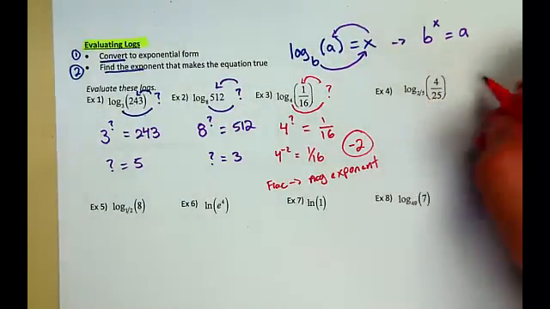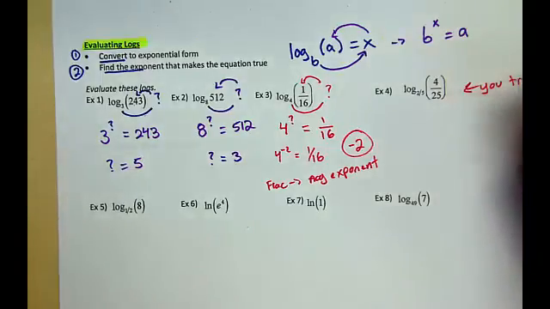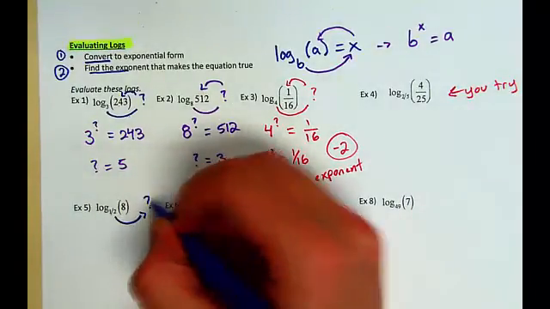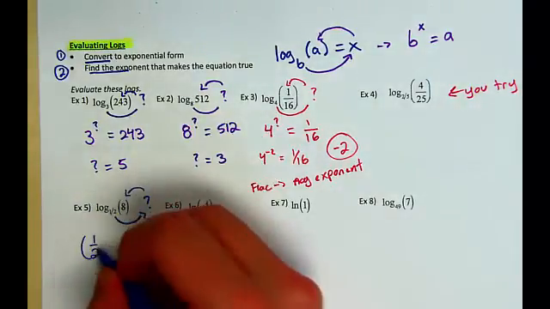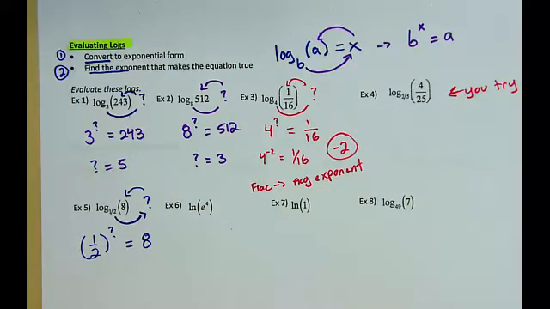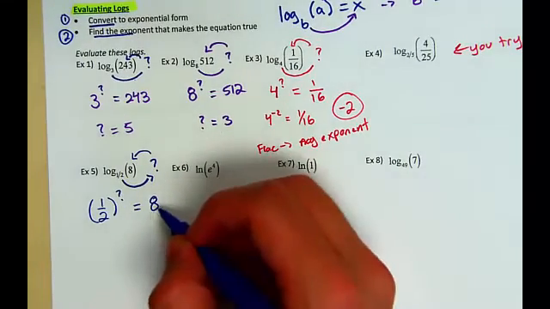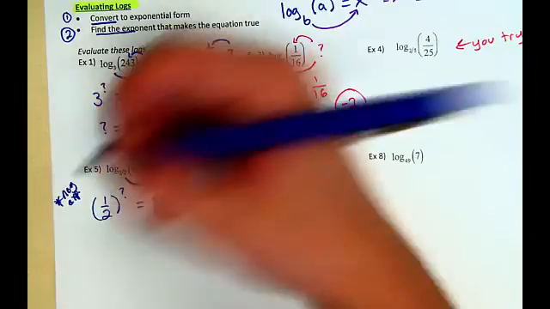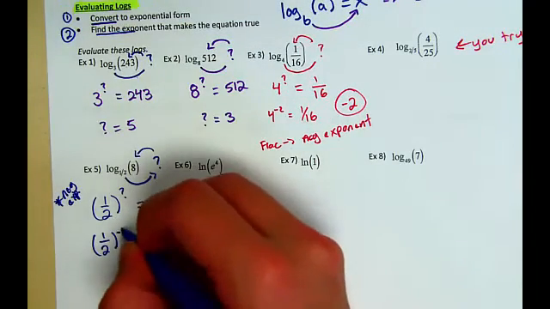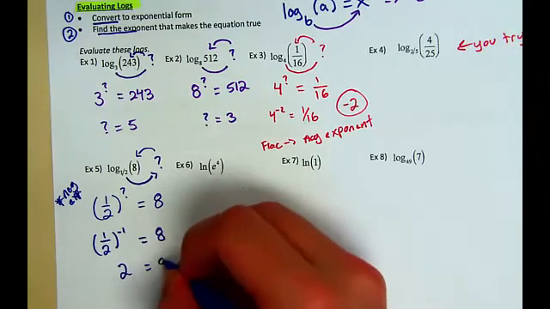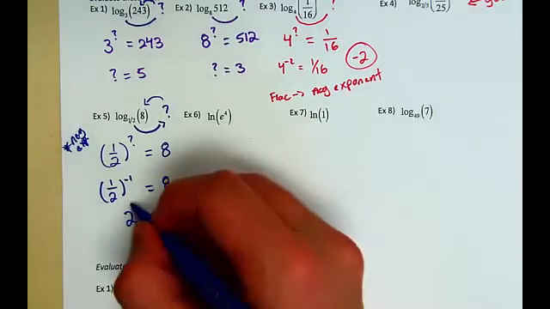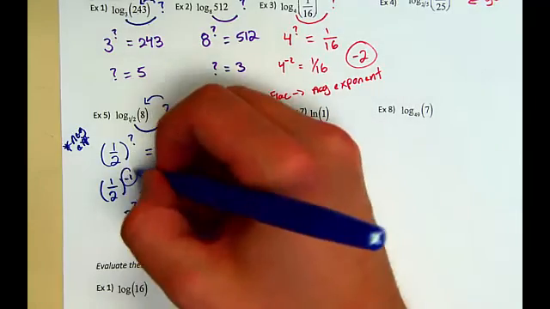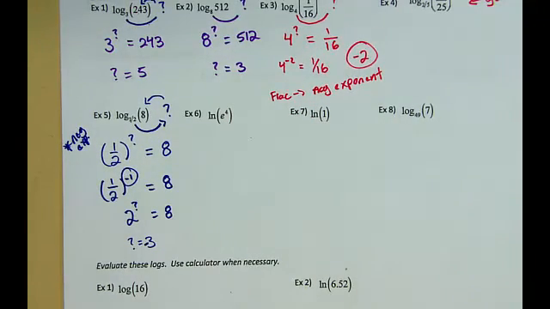Alright, I want you to try this one. And then we're going to move on to the next one. So 1/2 to some power gives us 8. Well, again, I see a fraction, so I probably need a negative exponent again. If I do 1/2 to the negative 1, I get 2. But I don't need 2 equals 8, I need 2 to some power equals 8. Well, it's the 3rd power, so the question mark equals 3, but again I have that negative, so I need negative 3.